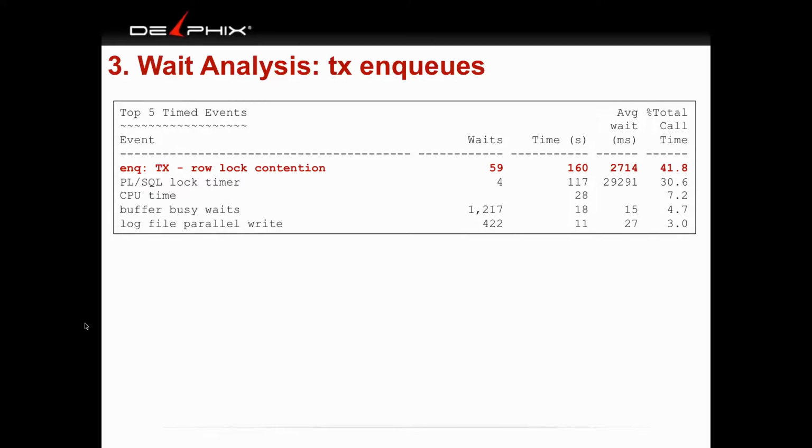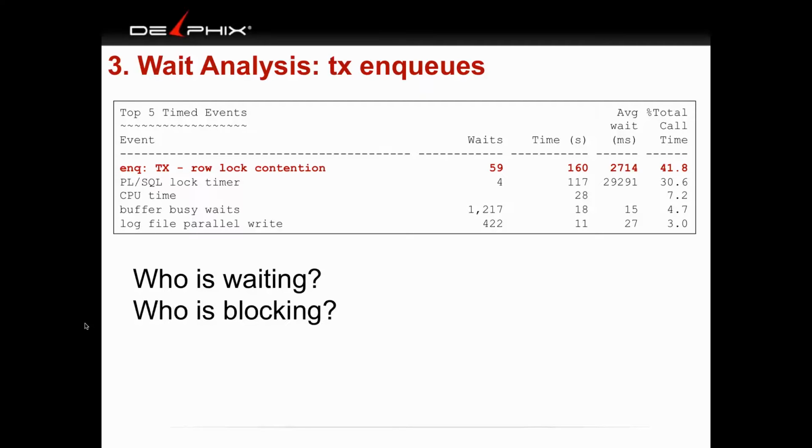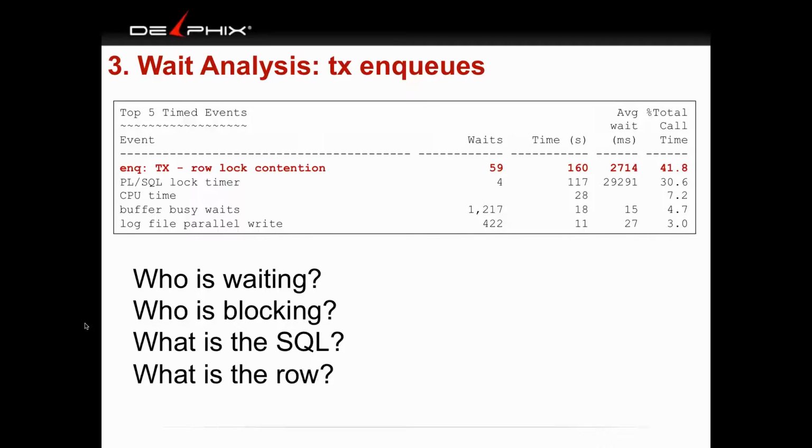Okay, second wait event, enqueue. This is typically when two users are trying to modify the same row, and one guy hasn't committed and the other guy's trying to modify it, so he has to wait. It might look like this in AWR. I see most of my waits on these blocks. How do I analyze it? I want to know who's waiting, who's blocking, what's the SQL, what's the row.